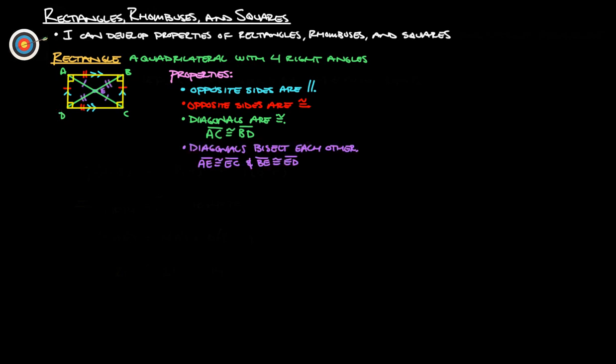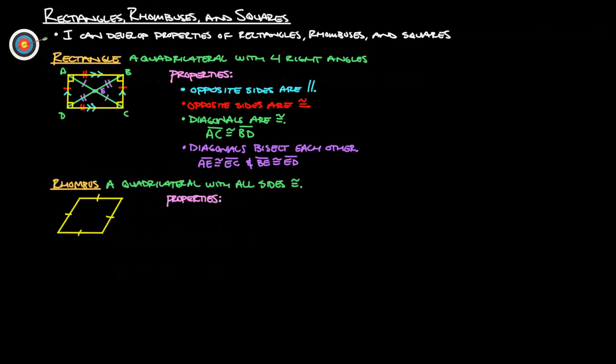And then also the diagonals, as we know from parallelograms, bisect each other. So AE is congruent to EC, and BE is congruent to ED. Okay, so those are all special properties about rectangles.